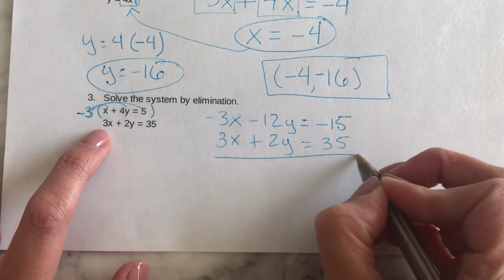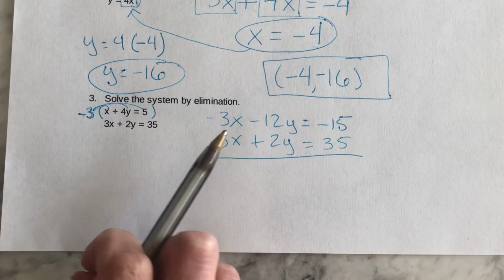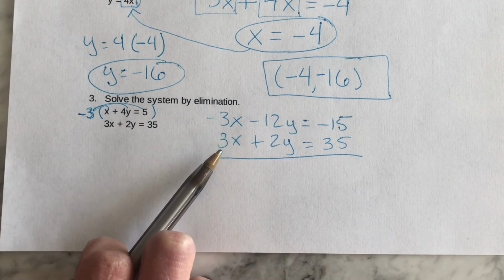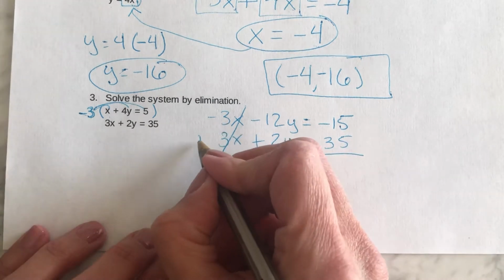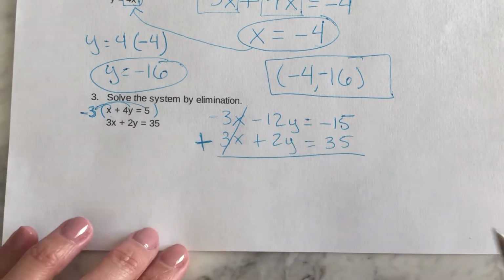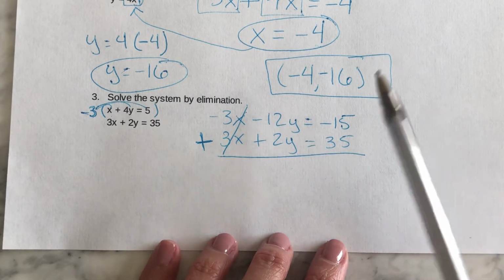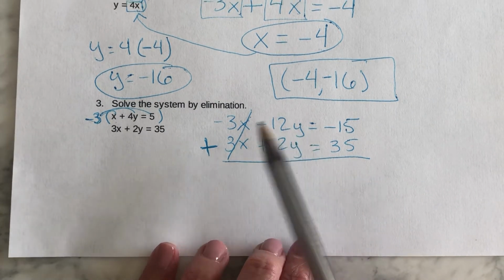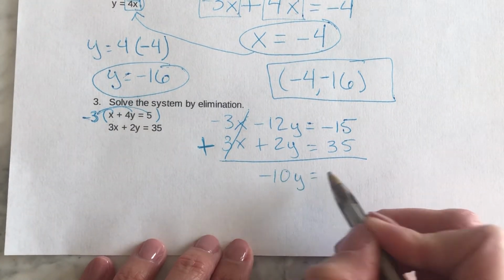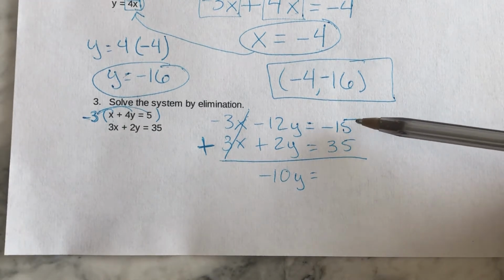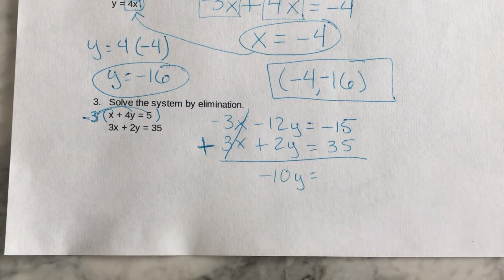And now see what happens. These x's cross out, they eliminate, because -3x plus 3x is 0. So we're going to add these together. Those eliminated, those crossed out. Now we're going to do -12y plus 2y, that would be -10y. And then -15 plus 35 would be 20.